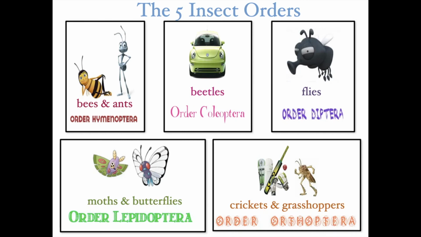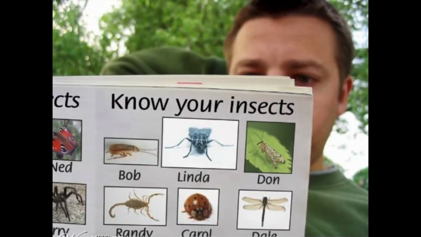And we're going to focus on 5 insect orders. We're going to be focusing on Hymenoptera, which are bees and ants, Coleoptera, which are beetles, Diptera, which are flies, Lepidoptera, which are moths and butterflies, and then lastly, Orthoptera, which are crickets and grasshoppers. So please know your insects.